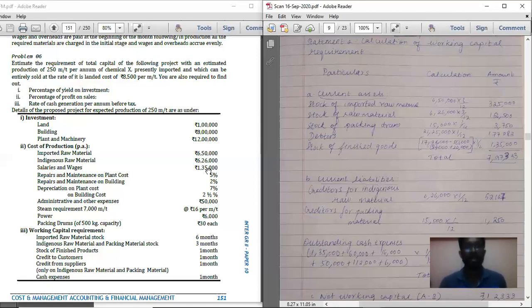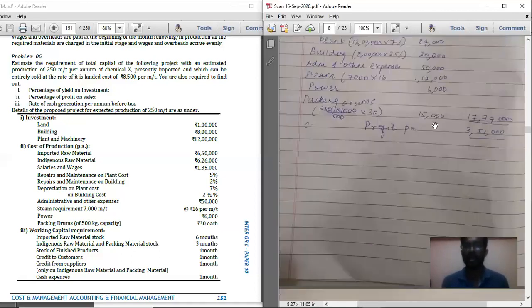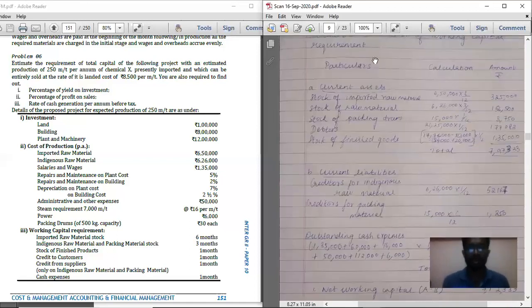What is the total value of packing drums which we are spending? Total stock value of packing drums per annum is 15,000, which we found by multiplying 250 into 1000 divided by 500 into 30. That is 15,000. So 3 months of stock should be maintained in the closing stock. So 15,000 into 3 divided by 12. Amount column, 3,750.